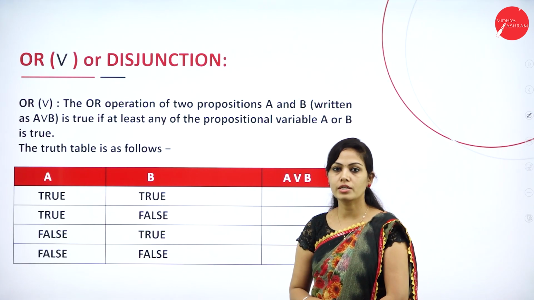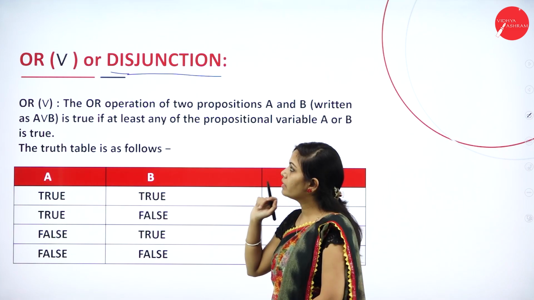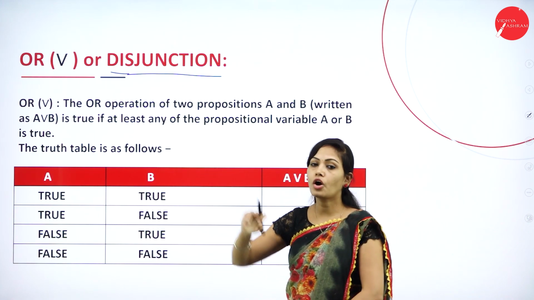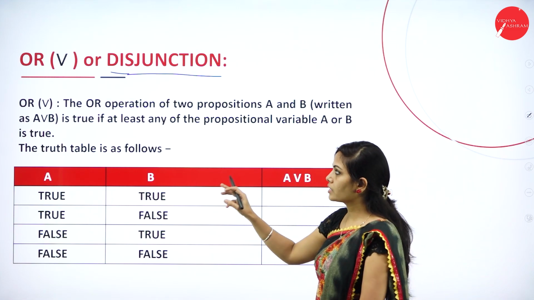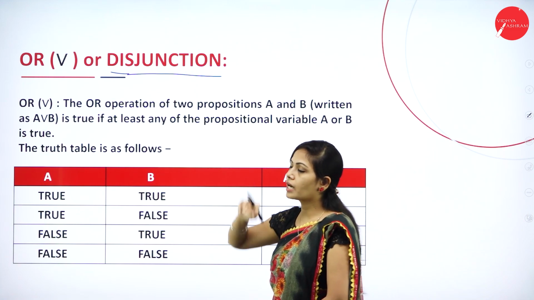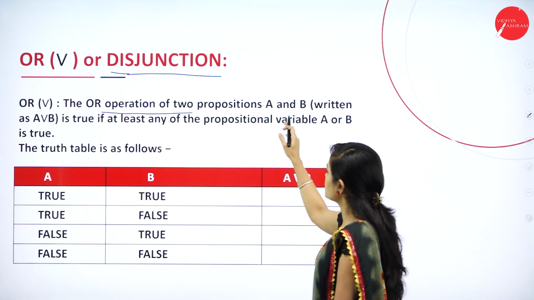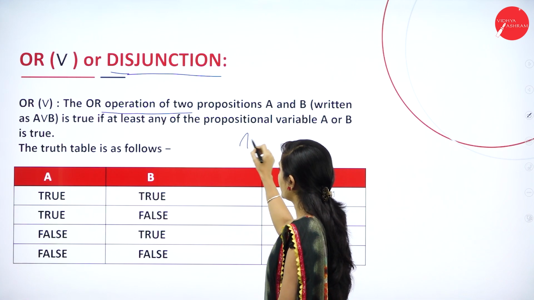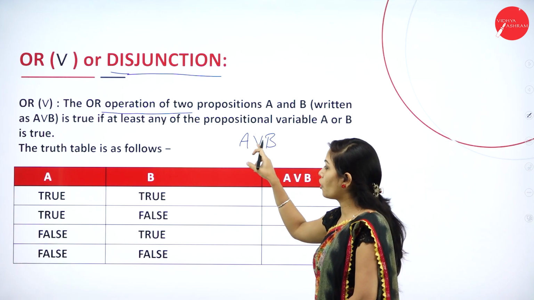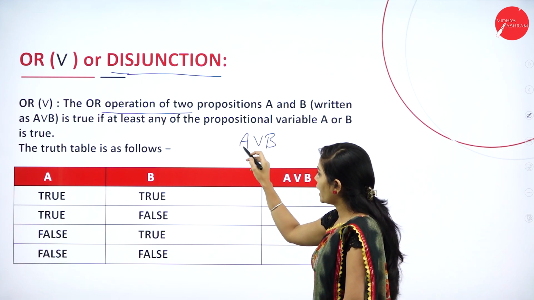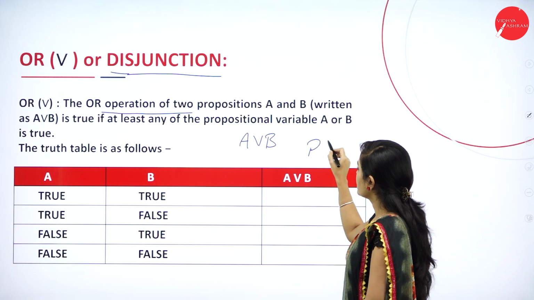And so first logical connective is the OR operator. OR is called disjunction. Here we have to use disjunction instead of using OR operator. We have to use the disjunction in mathematical logic. So OR operator is called disjunction. What is this OR operator? The OR operation of two propositions A and B is written as A or B. So this is a symbol for representing OR operator, also called the disjunction operator. So A disjunction B, and P disjunction Q.